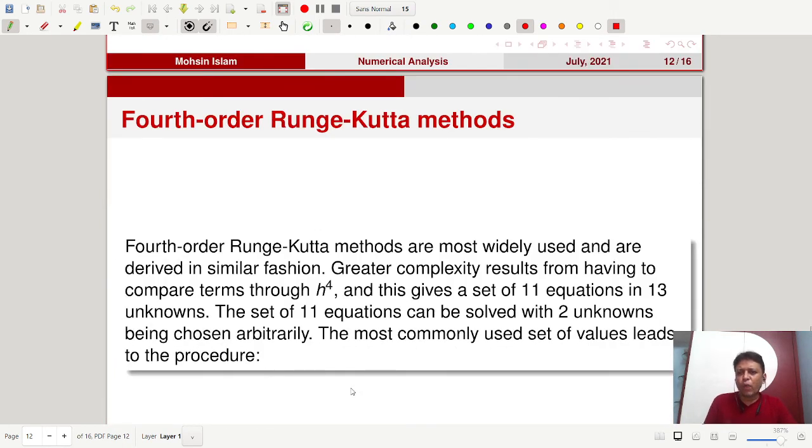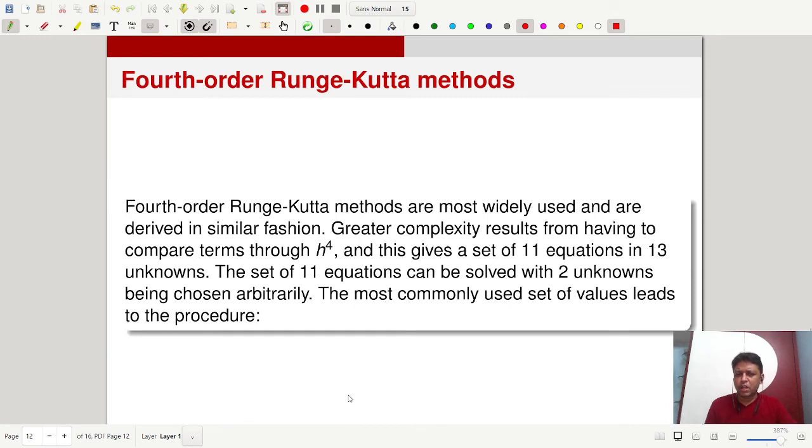Now, what are the fourth order Runge-Kutta methods? Fourth order Runge-Kutta methods are most widely used and are derived in a similar fashion. Greater complexity results from having to compare terms through h to the power 4, order of h to the power 4, and this gives a set of 11 equations and 13 unknowns. I'm just giving you a brief history of fourth order Runge-Kutta methods, so I'm not showing the derivations. That is not required in this lecture.